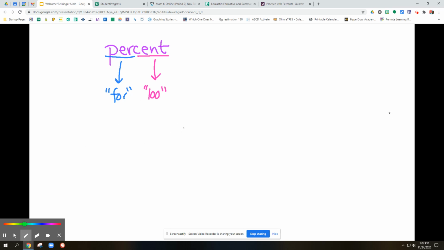So as an example, if I had the percent 32, so 32%, which you do have to put the percent symbol there to indicate that this is a percent. Otherwise, it just looks like the number 32. Well, that means for every 100. So that is also equal to 32 out of 100, because percents are always out of 100.